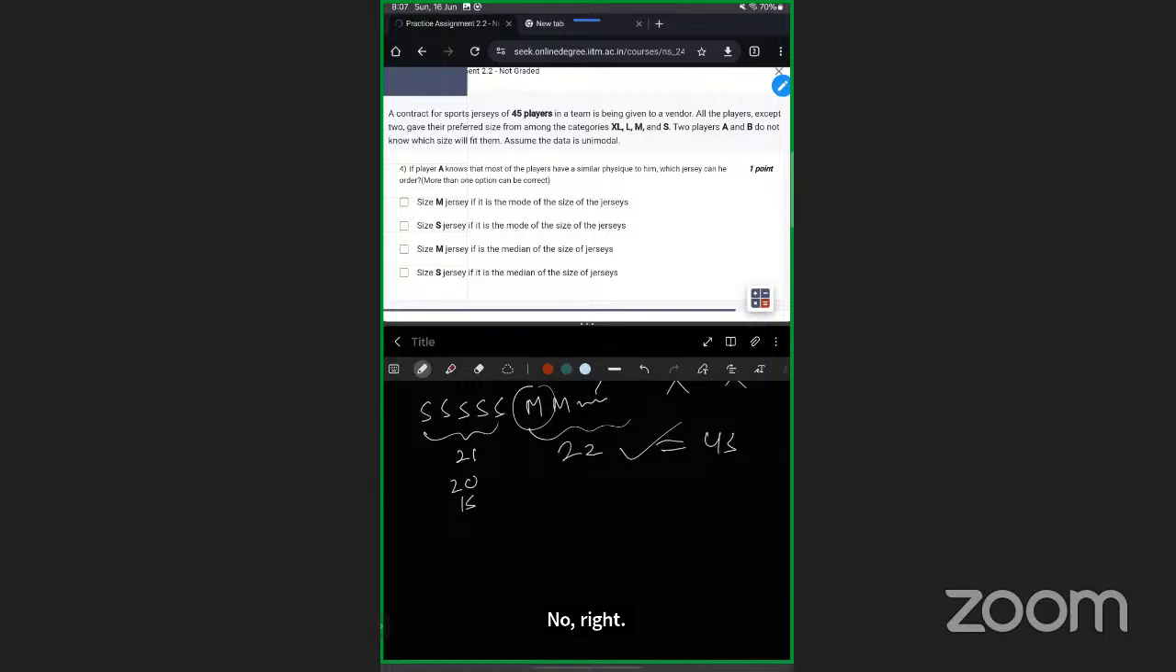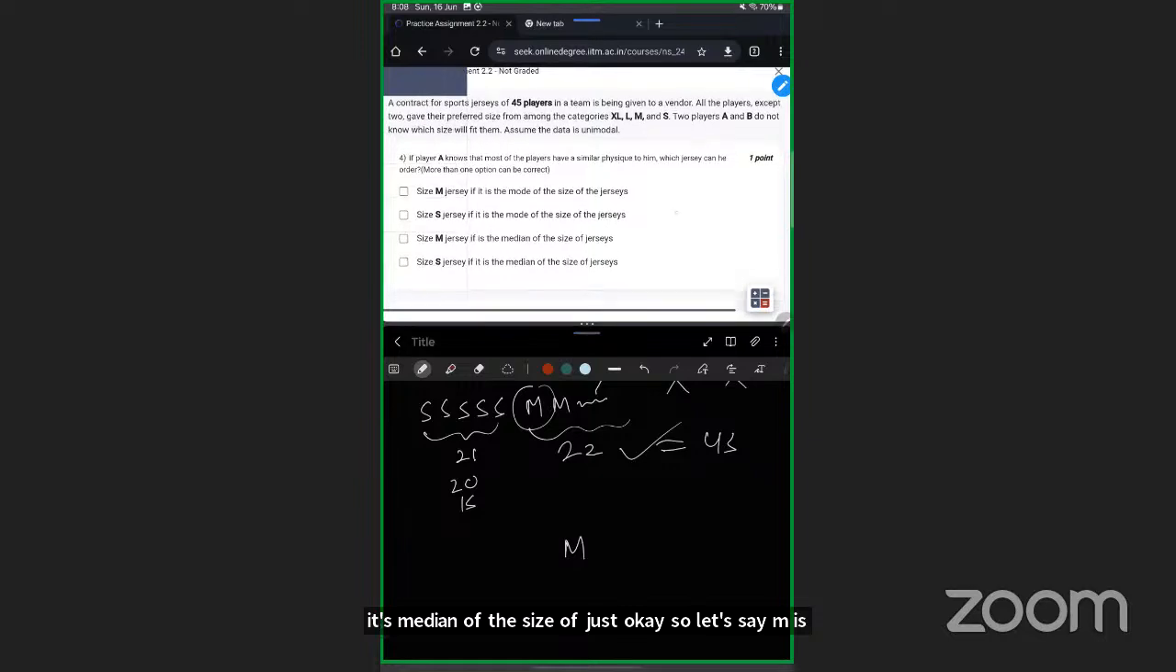So what I'm saying is, let's say in the fourth question we want to see if a size M jersey is the median of the jersey sizes. Let's say M is the median, right? That is confirmed from the third. The first two are always true because mod, we want that. That is always true, no need to question our judgment on that.